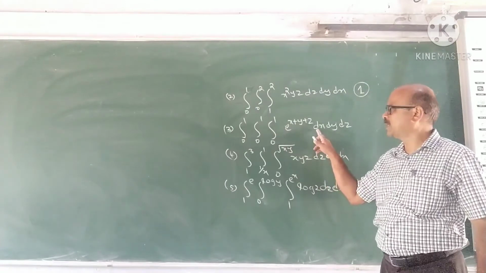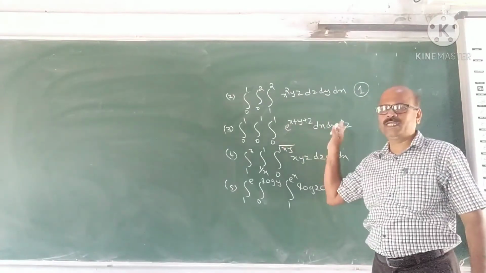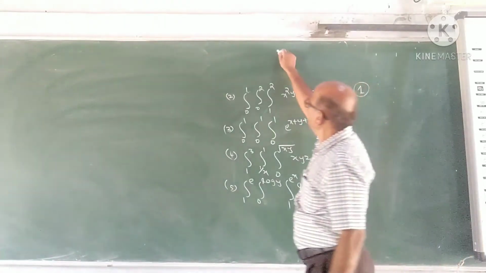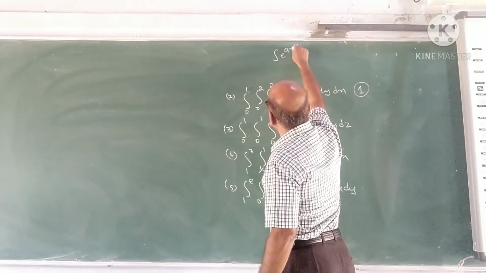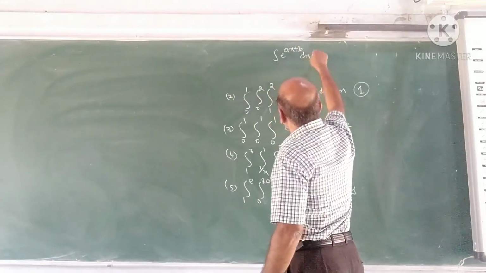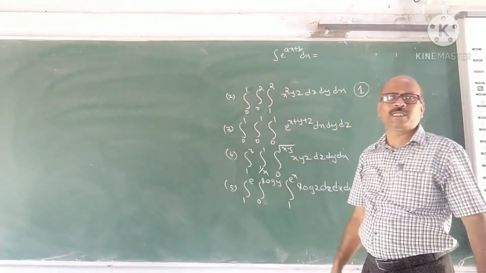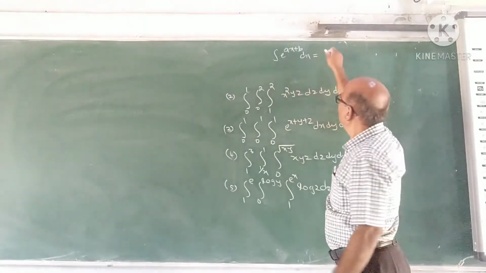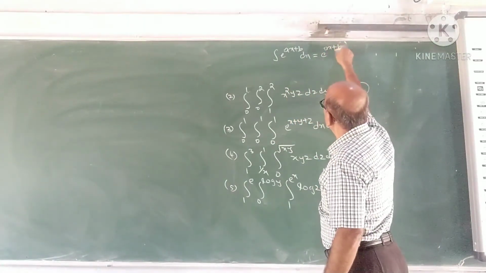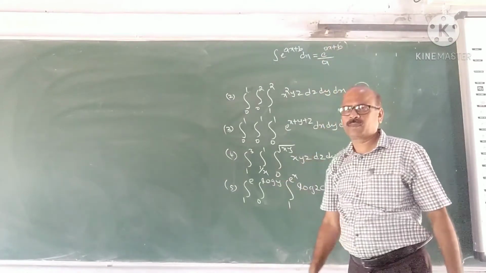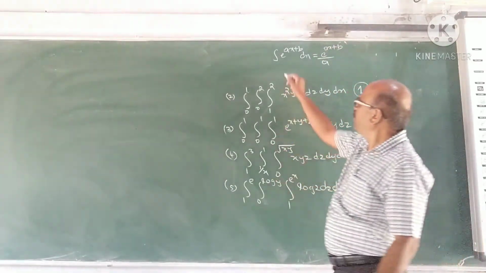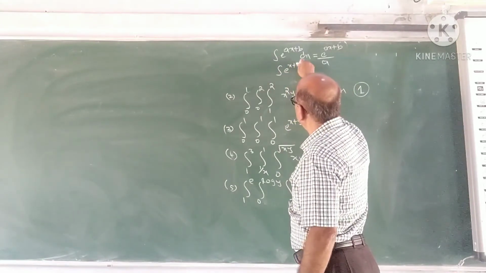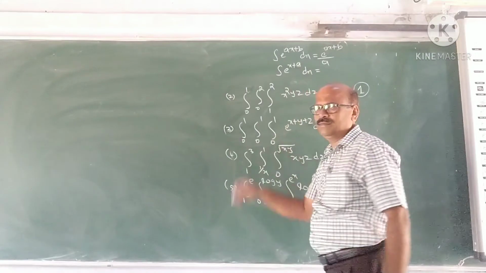First integrate with respect to x. Which formula is to be used here? You know the integration of e raised to ax plus b. Let us consider integration of a single variable. What is integration of e raised to ax plus b? e raised to ax plus b upon a. Correct? But consider this problem, e raised to x plus a. What is the integration?